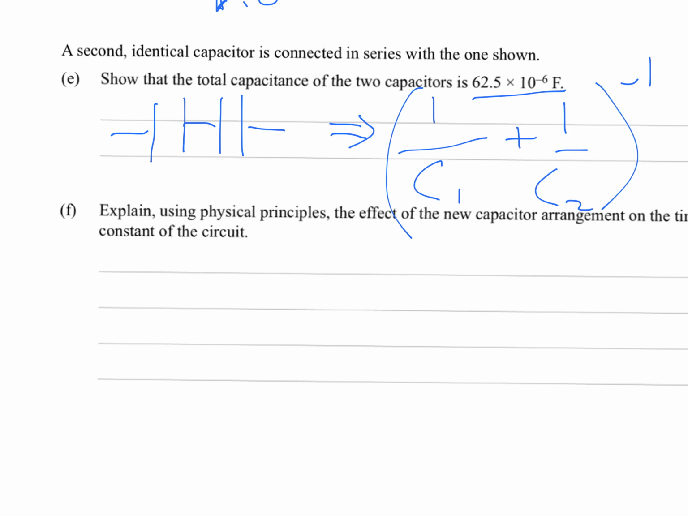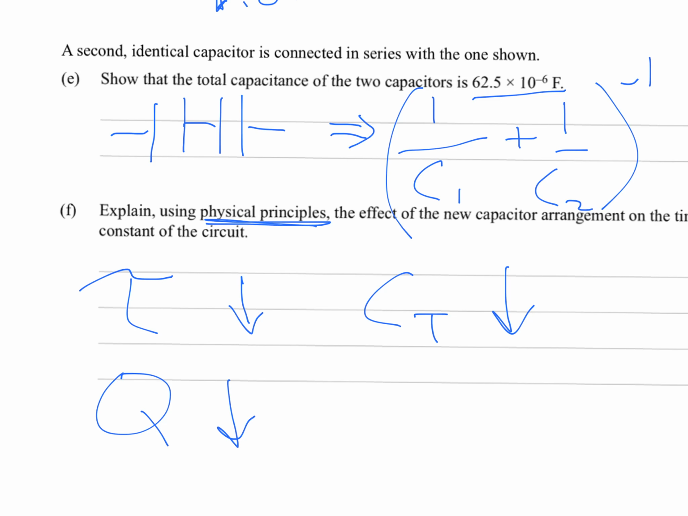Okay, moving down to F, and I think that actually asks about this. Explain using physical principles, not formulas, the effect of the new capacitor arrangement on the time constant of the circuit. And I think I've already kind of covered that, but the time constant has to drop since the total capacitance drops, and less charge can be stored, so your charge that can be stored drops, therefore it takes less time for that charge to flow off the plates. And therefore it's going to be a smaller time constant. I think that's clear enough.